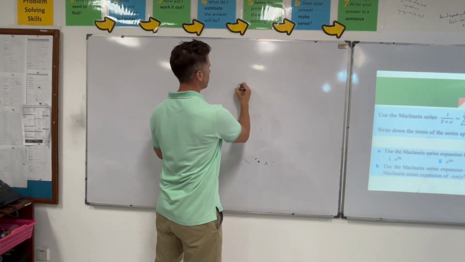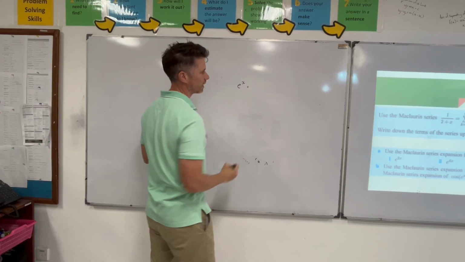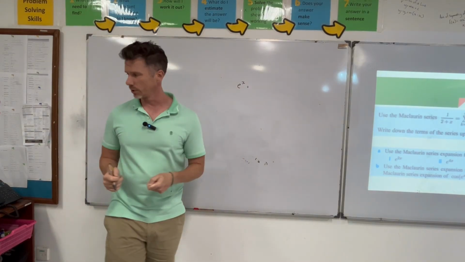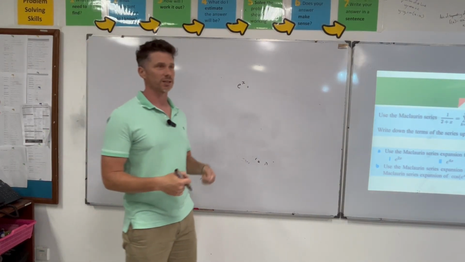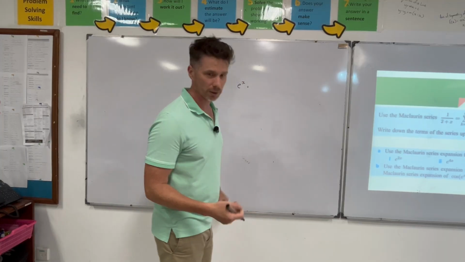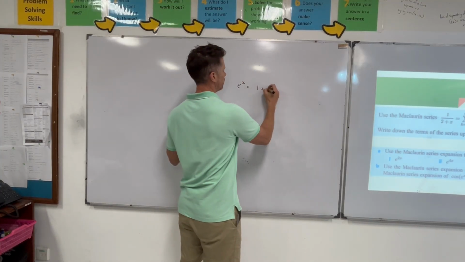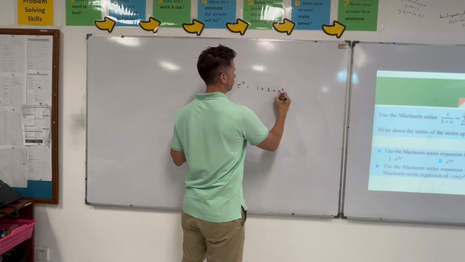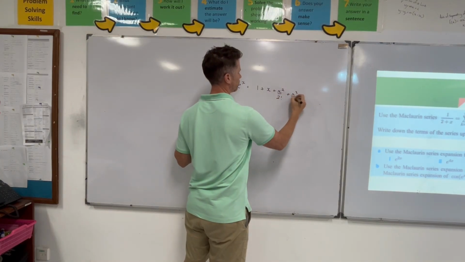So if I was faced with this in an exam, it's a Maclaurin series with e to the x. I go to my formula booklet. I go, what is the Maclaurin expansion for e to the x? I don't have to do it out. They have it for me. What is it? 1 plus x plus x squared over 2 factorial, plus x cubed over 3 factorial, and so on.